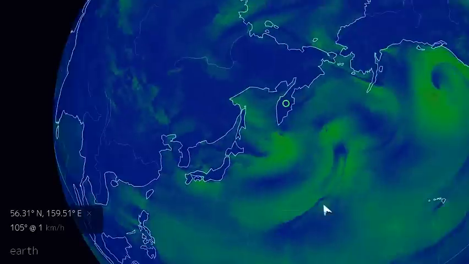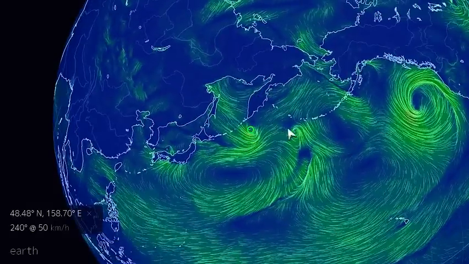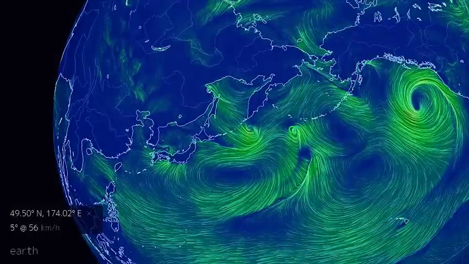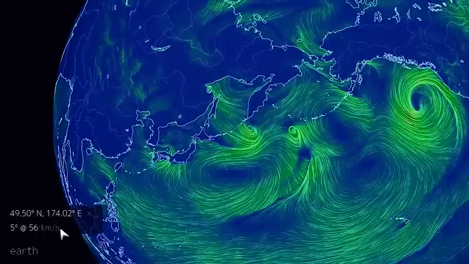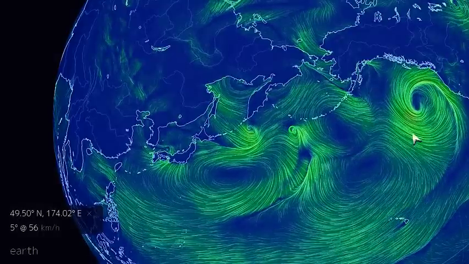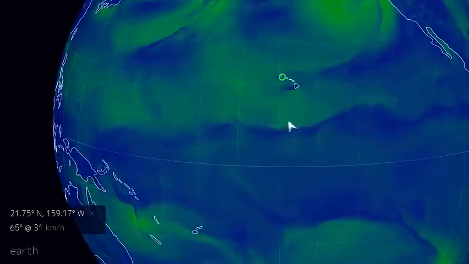Kamchatka here. Say, for example, over here in the Pacific Basin, we have these cyclones. And when you click here, you can see what the direction of the wind is, where it's coming from, and how strong it is. You also have the latitude and the longitude here. So this is the intro screen to Earth Nullschool, and you can see what's happening.